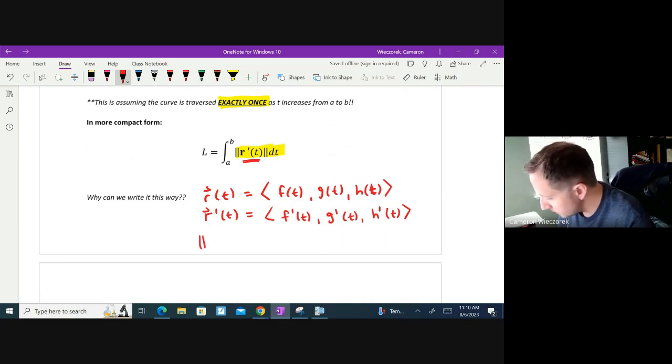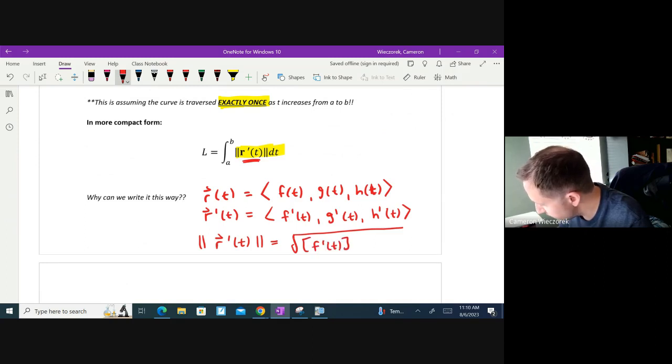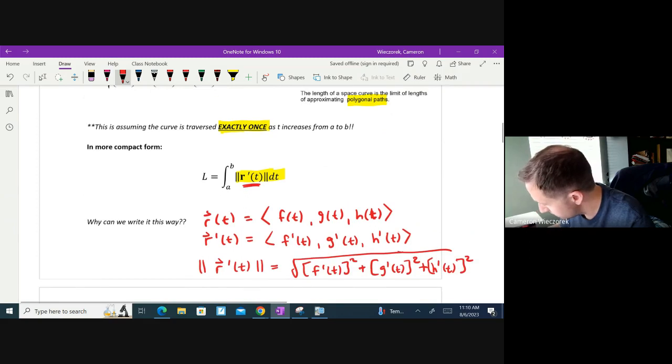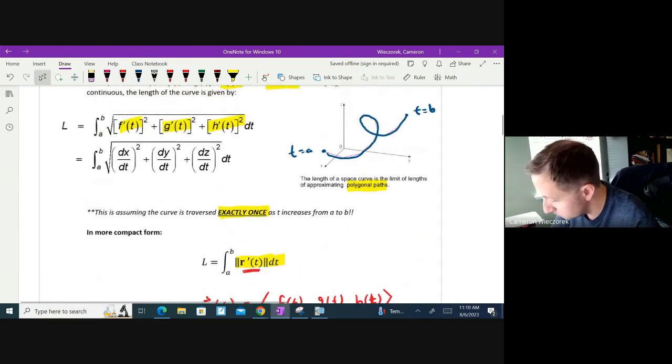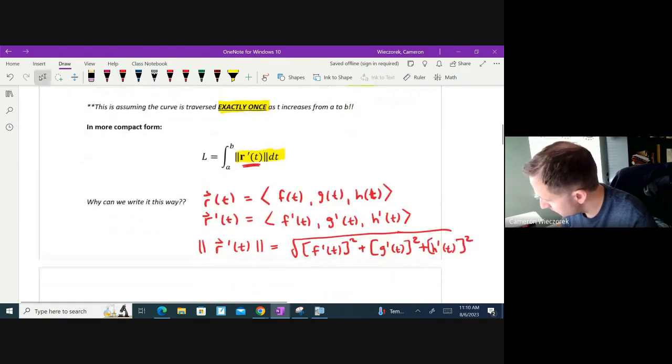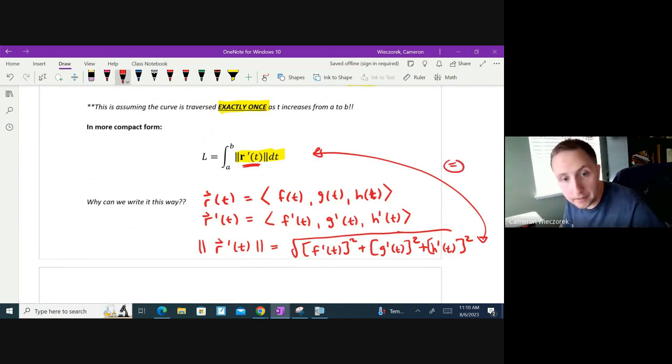And then to take the magnitude of that tangent vector, we take the square root of the sum of the squares of the components. Well, that would just be the square root of f prime of t squared plus g prime of t squared plus h prime of t squared. But that's exactly what we had here. So it's just a more compact way of writing it. These are equivalent. Oftentimes you'll see the vector notation expressed instead.